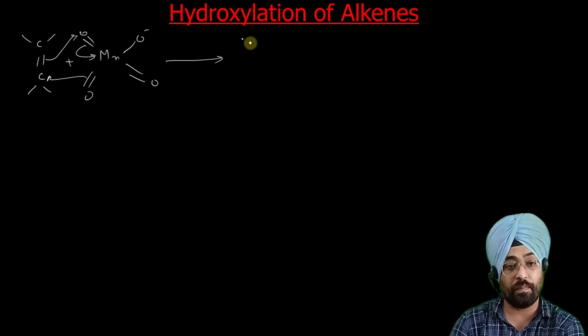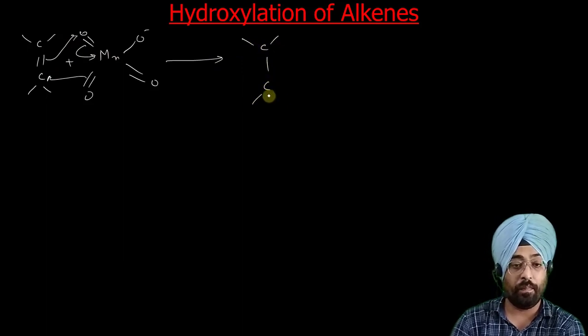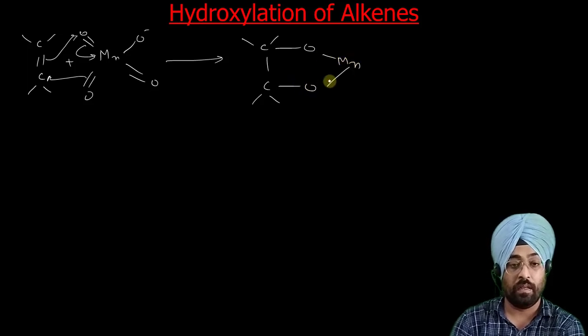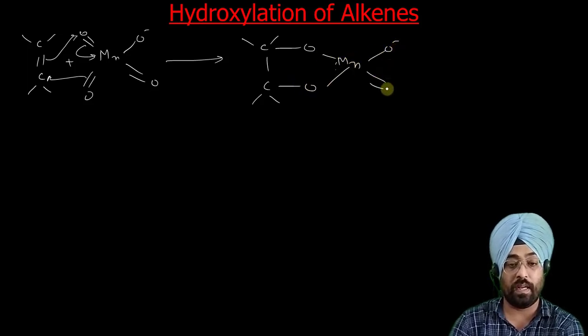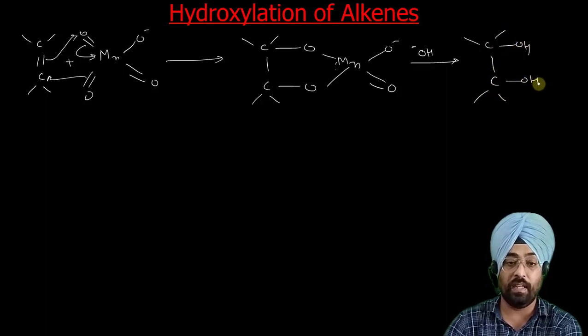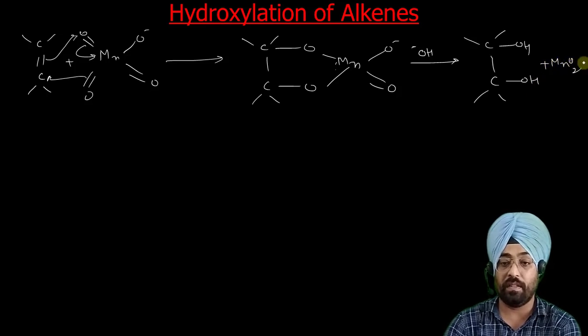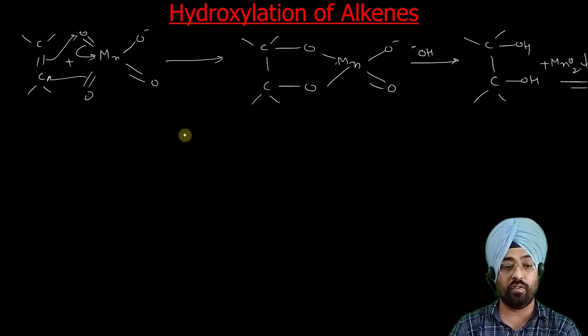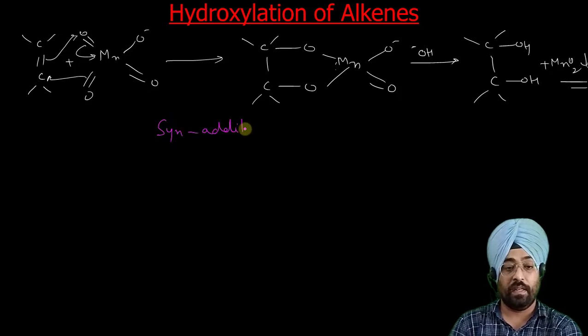It is a concerted step and we now get a manganate ester. So this is called manganate ester, that is your product, and upon reaction with some alkali it gives us our desired vicinal diol, plus we also get precipitates of MnO2. Similar to osmium tetroxide, this is also a syn addition, so the reaction takes place in syn fashion. It is a syn addition and we will get the cis product.